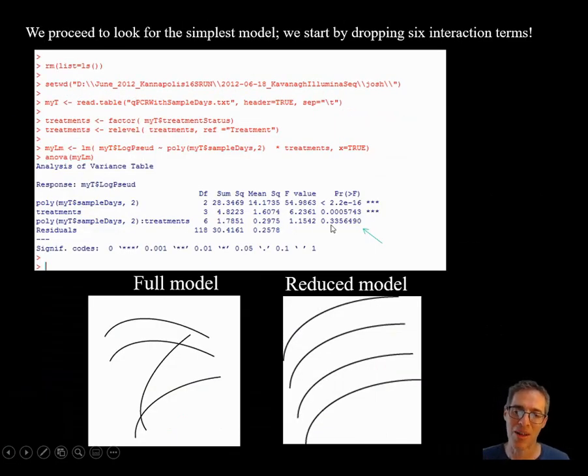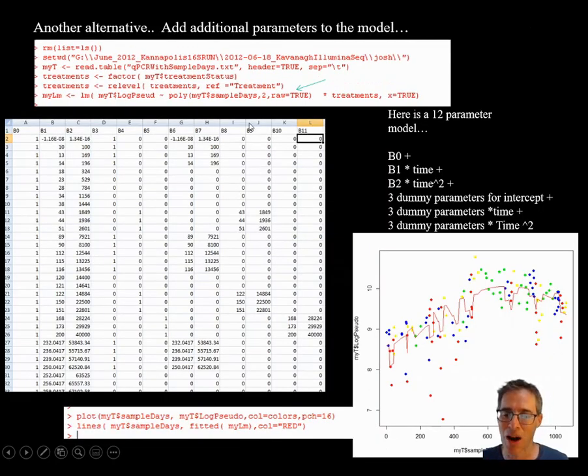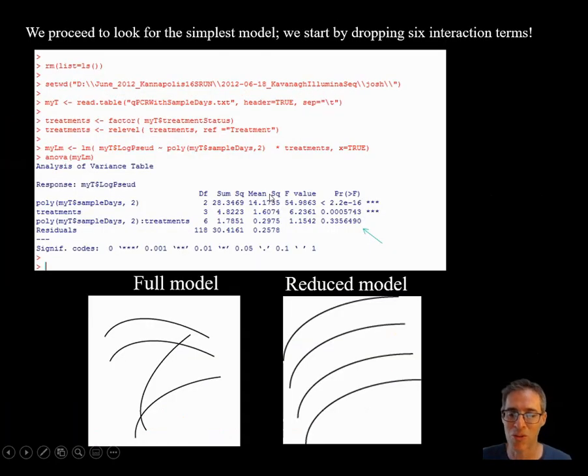And what this ANOVA value here says is, actually, if you drop these 6 parameters, you don't lose. The null hypothesis is that you explain the same amount of variance, and dropping these 6 parameters, we fail to reject that null hypothesis. So we don't really need these 6 parameters. We can live with this reduced model here instead of the full model.